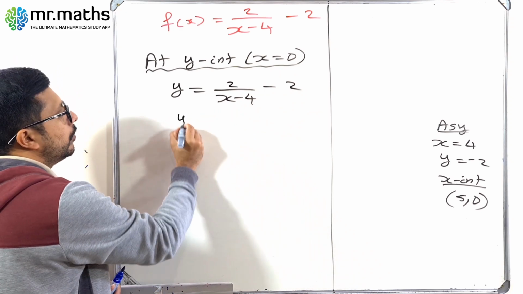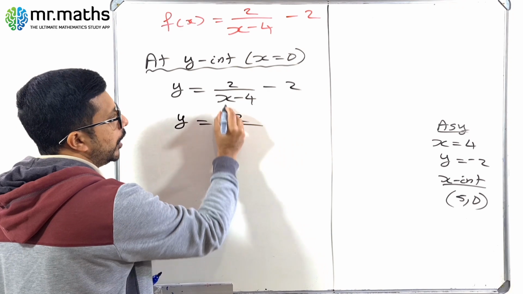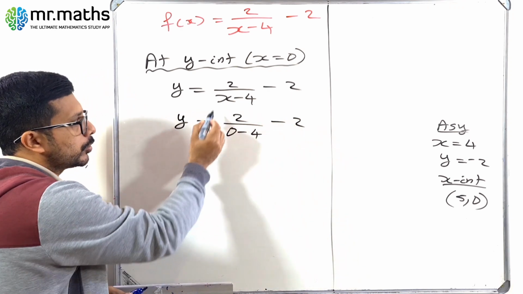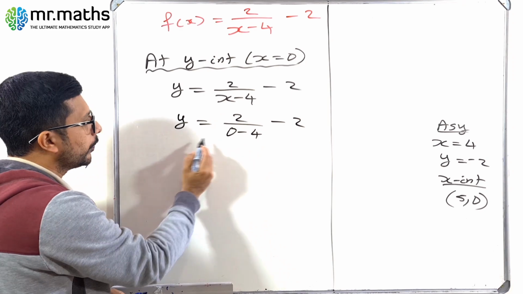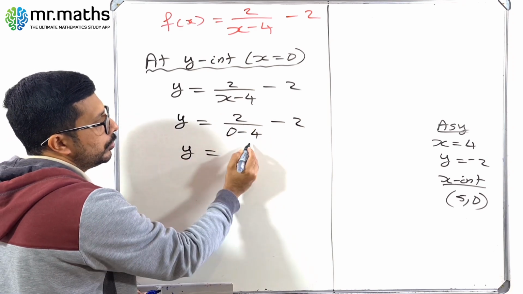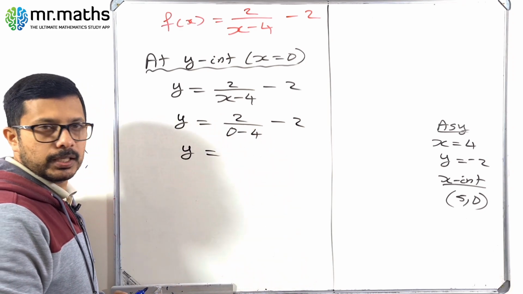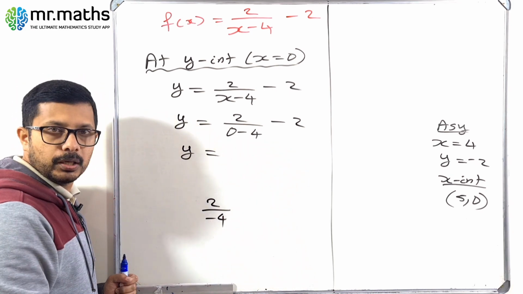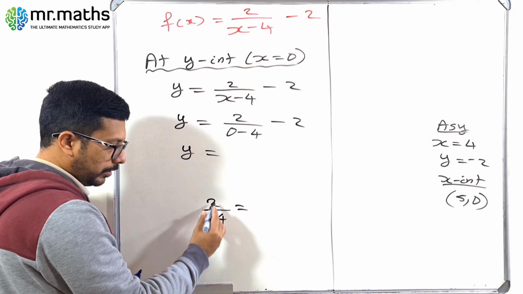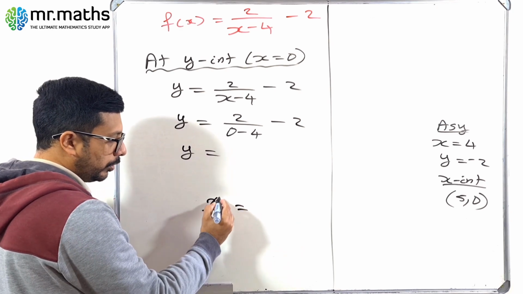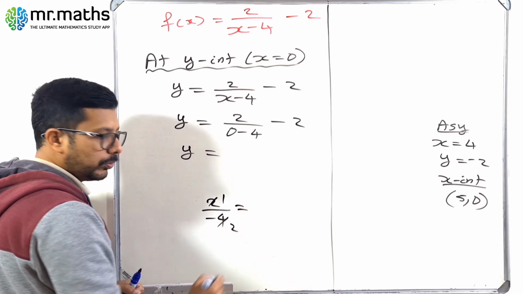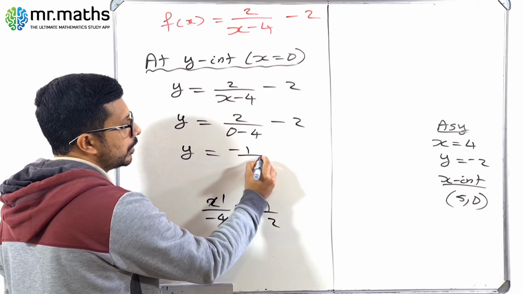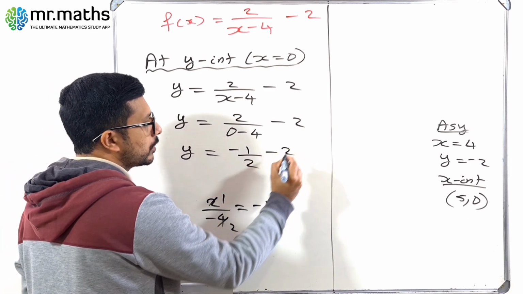So y is equal to 2 divided by 0 minus 4, minus 2. I substitute the value of x as 0. So y is equal to 2 divided by minus 4. 2 divided by 0 minus 4 is 2 over minus 4. When you cancel with the 2, 2 divided by 2 is 1, 4 divided by 2 is 2. So it is minus 1 over 2. So this one is minus 1 over 2 minus 2.